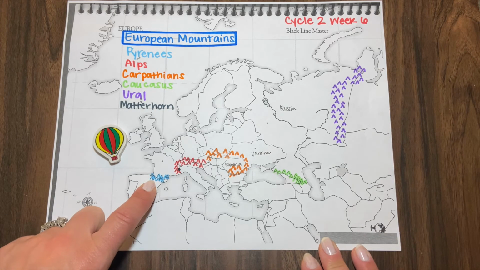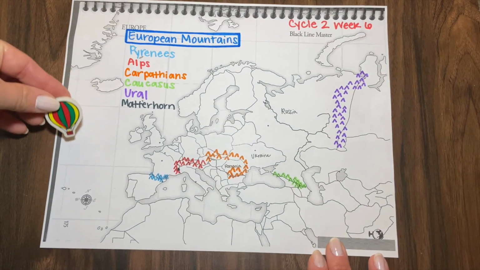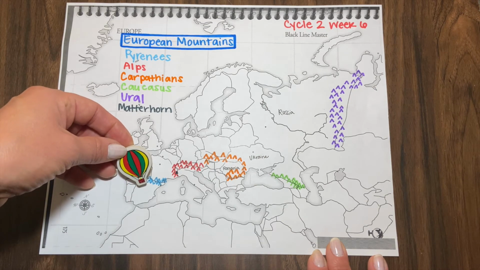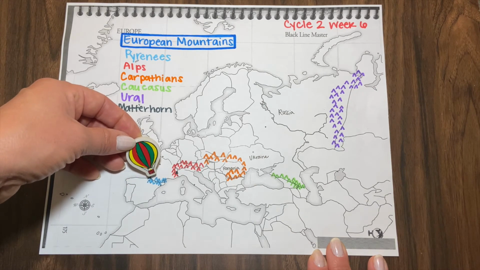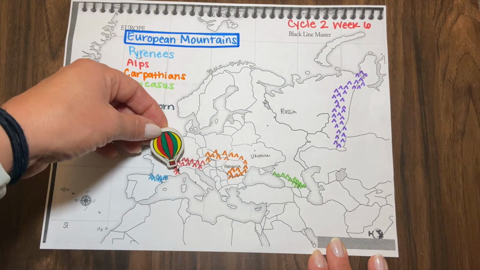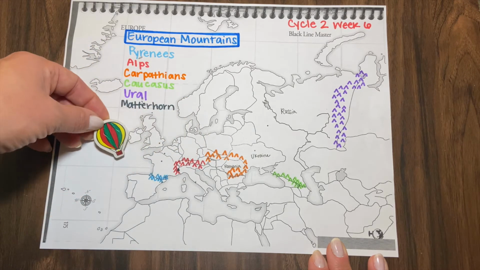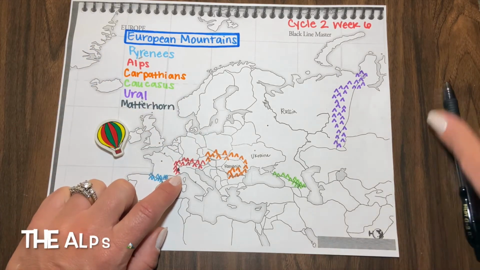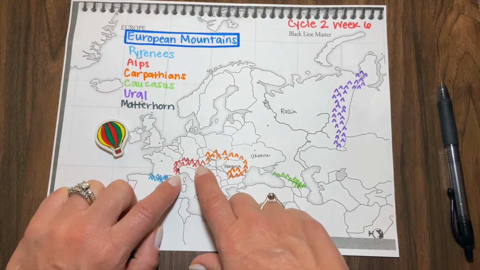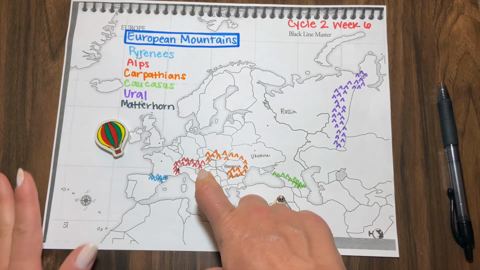So, after we look at our Pyrenees, we're going to take our hot air balloon, we're going to float across the Atlantic Ocean into Spain and over the rugged Pyrenees Mountains, and we're going to float all the way to this eastern edge of France, where you see another mountain range begin, and this mountain range is known as the Alps.